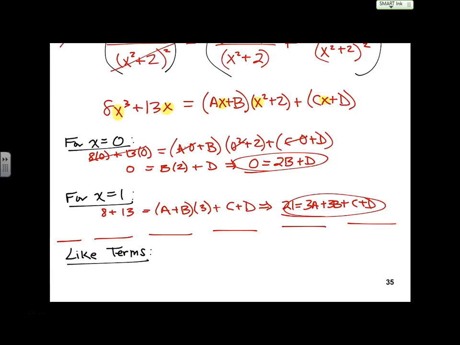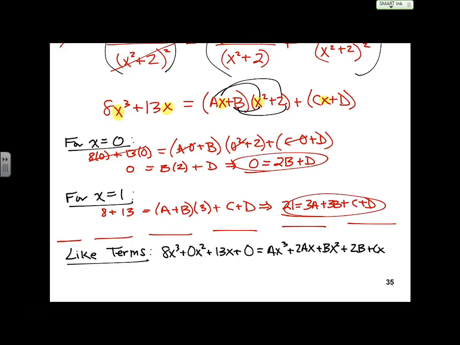For instance, if we were to rewrite this after distributing, we'd have 8x cubed plus, why am I writing 0x squared? That's weird. 13x plus 0 equals, if I was to distribute, I'd have ax cubed plus 2ax plus bx squared plus 2b plus cx plus d. Now some of you a second ago were like, ew, I don't want to distribute all of this stuff, right? It seemed really messy, but maybe in comparison to having a 4-system equation, it sounds a little bit better now.